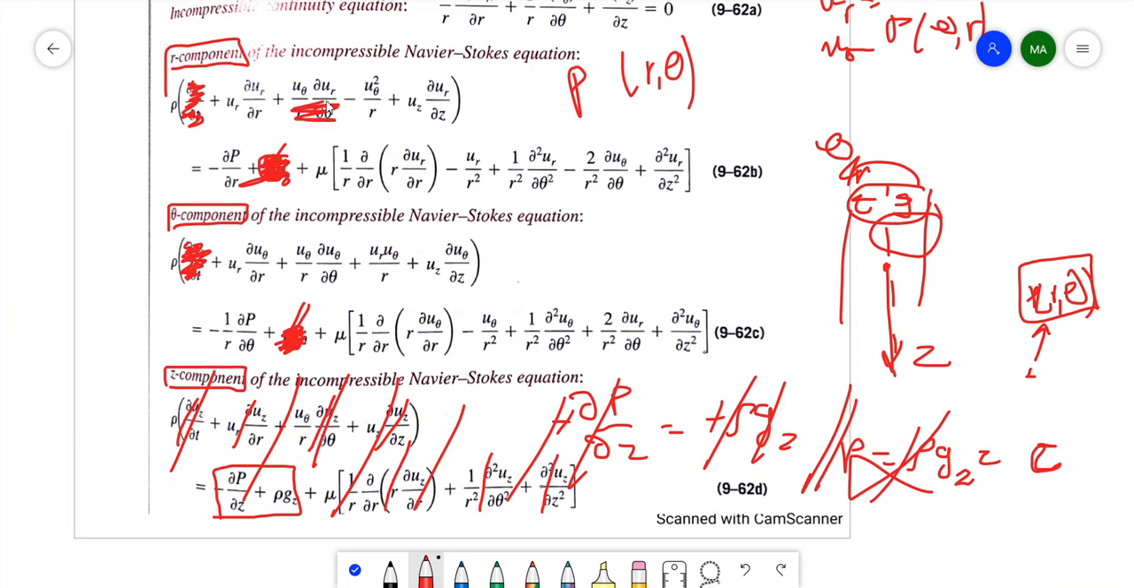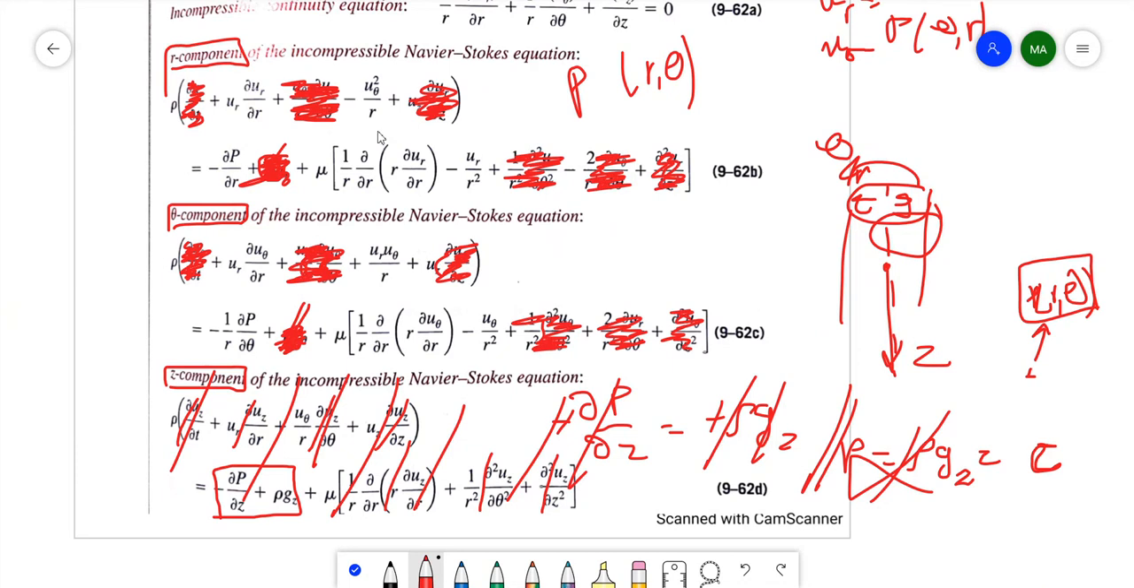This one, because the velocity ur does not change with theta, ur does not change with z, u theta does not change with theta. Same thing here, u theta does not change with z, and ur does not change with theta, and u theta does not change with theta. Same thing here, and same thing here. So in the end, this is what is left for us.